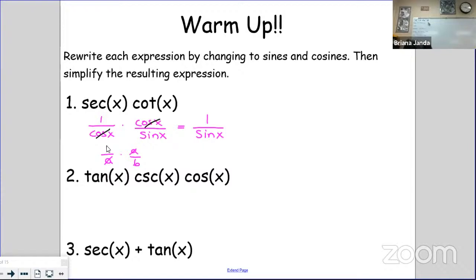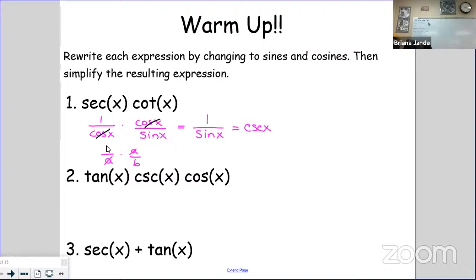Now, depending on where you're headed, I do want to point out 1 over sine of x was also the same as another trig function that we knew. What is 1 over sine of x? Cosecant of x, right? That was one that we knew. So you could see it written this way, or you could see it written as the cosecant of x. Same. If you got to that point, you're doing great.